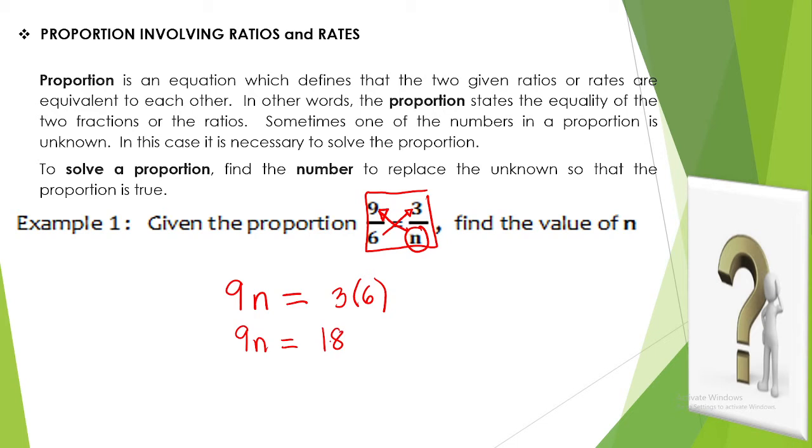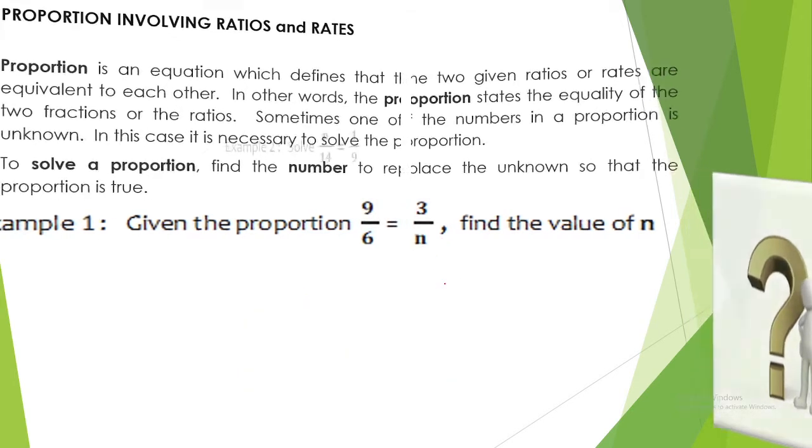What are you going to do with this now? Divide, sir. Okay, divide by how much? 9. Divide by 9, because the partner of 9 is the divisor so that it cancels the 9. And what is 18 divided by 9? 2. There you go. That is the answer for our n. Okay? Let's have more examples.